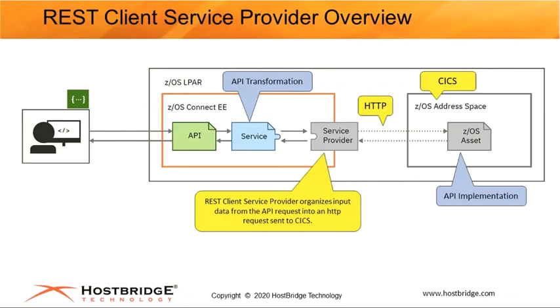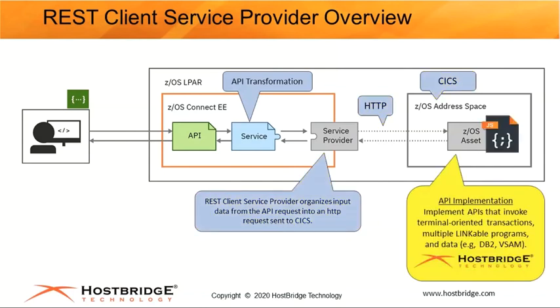Something's going to implement the API. The difference is that with the REST client service provider, the input data from the API request is going to be organized as part of the body content or query parameters that are passed to the address space. In this case, it would be CICS. This turns out to be pretty good for us, for HostBridge, if we happen to be the implementer or the API implementation, because our native tongue, so to speak, is HTTP and JSON.